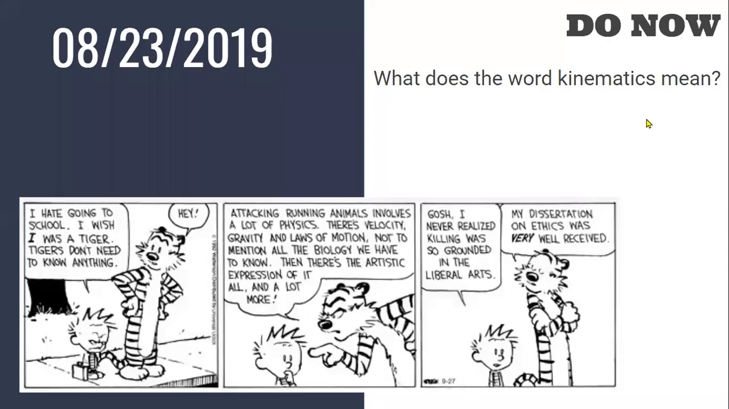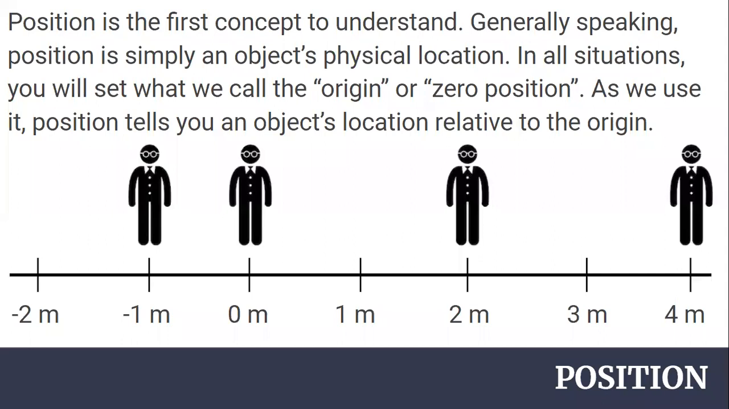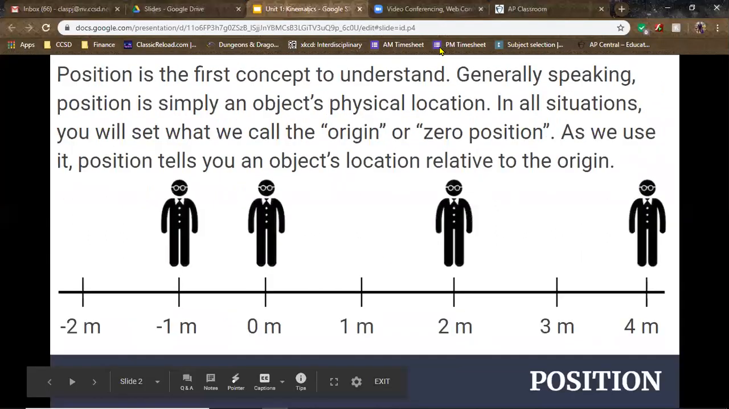So the idea of this first unit is kinematics. Kinematics means motion. Anytime we're talking about kinematics, we're going to be looking at the motion of an object. It's one of the most basic, fundamental ways for us to start looking at physics and how objects behave due to different forces. So first off, position is the first main concept that we want to understand.